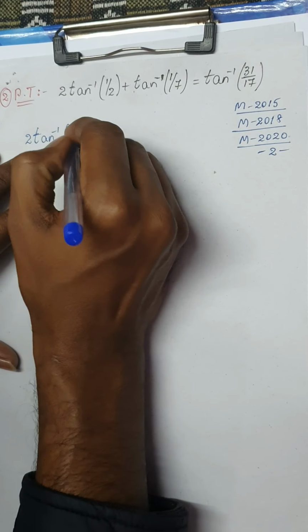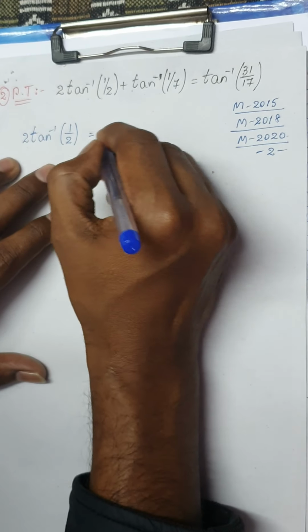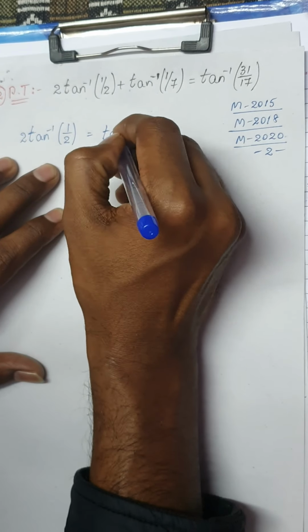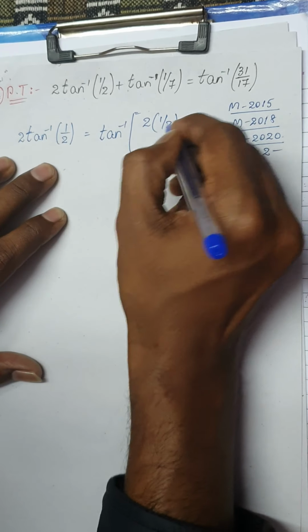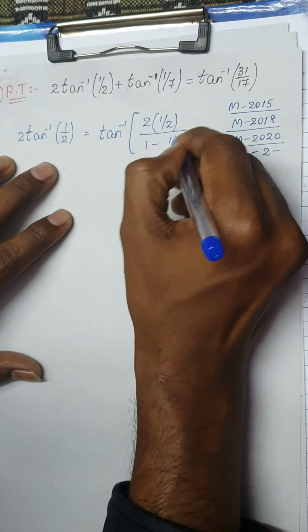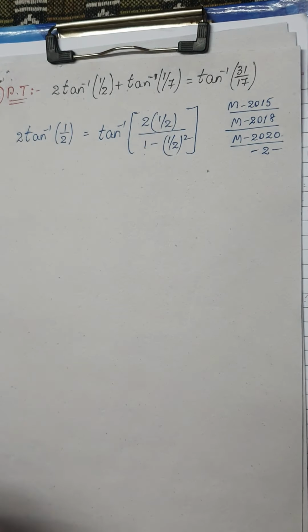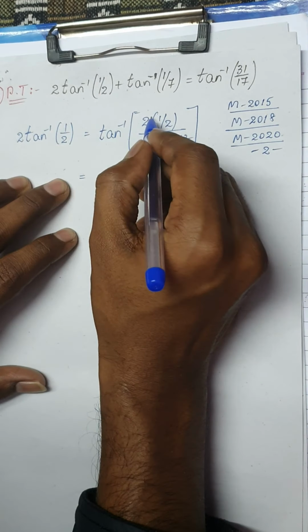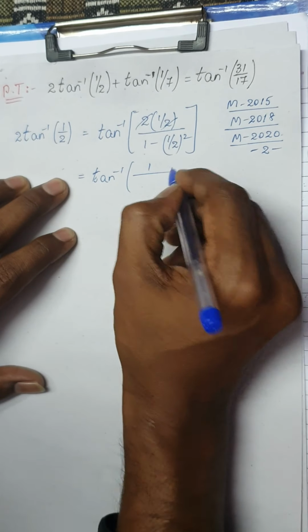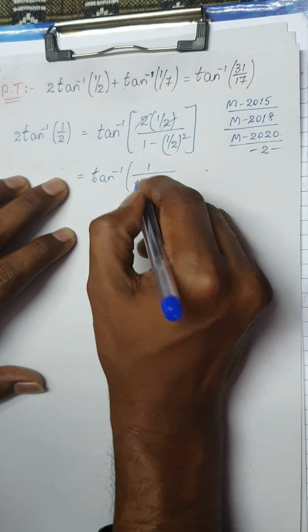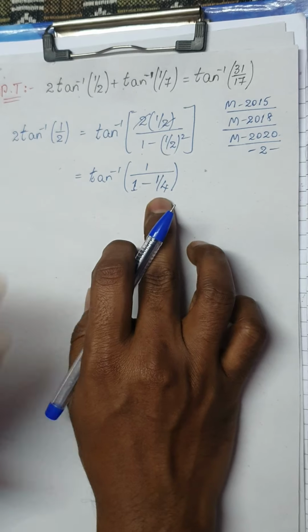So 2 times tan inverse of 1 by 2 will be nothing but tan inverse of, I told you we are using the property, 2x. So 2 times, what is x? 1 by 2, divided by 1 minus x square. X is 1 by 2 here. Now you can see here 2 and 1 by 2 can be cancelled. So I am going to get tan inverse of, numerator will be just 1, divided by 1 minus, if you take the square of 1 by 2, you are going to get 1 by 4.